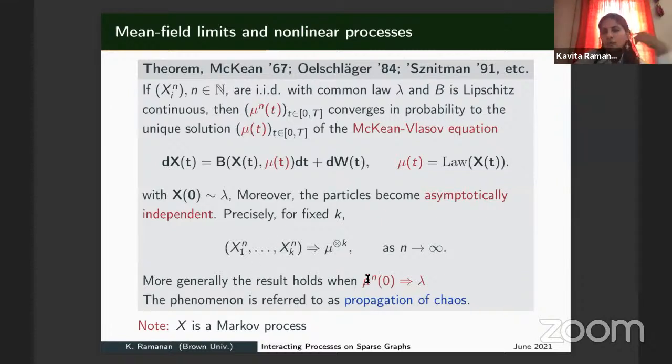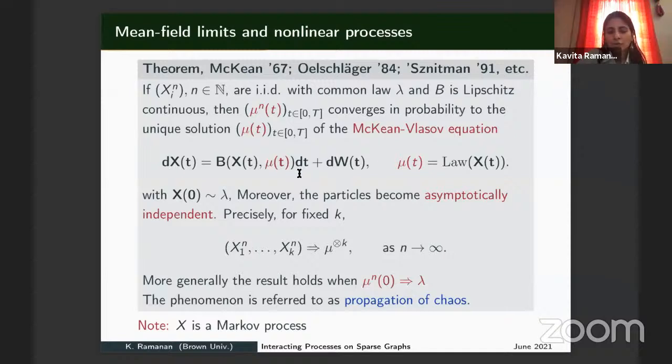But in fact, it holds more generally when the initial empirical measure converges to some deterministic lambda. Then at any time t, you have this convergence to the empirical measure mu t. That's called propagation of chaos, chaos referring to the fact that the empirical measures are converging to something deterministic. You're saying if it happens at 0, it happens at every time t. And in fact, it happens for all sample paths. So that's the intuition.